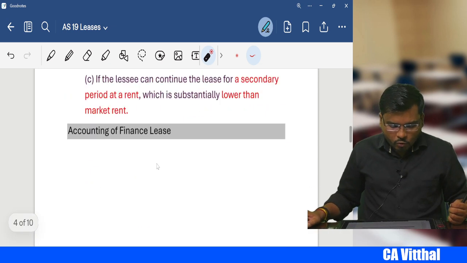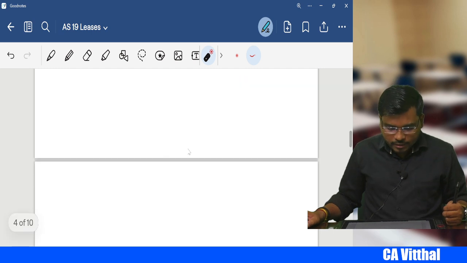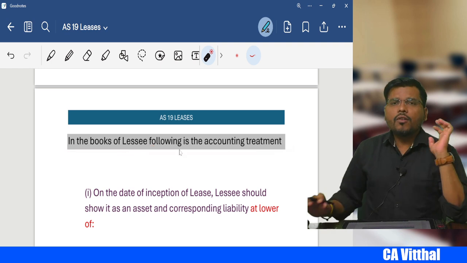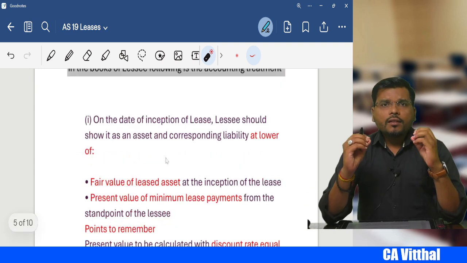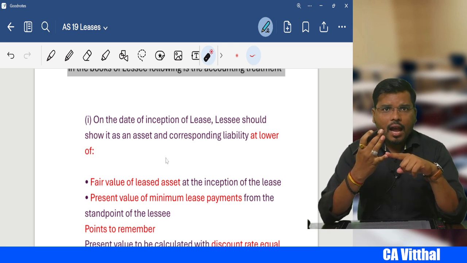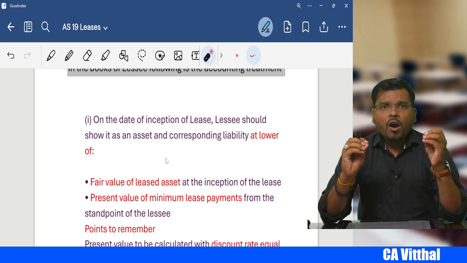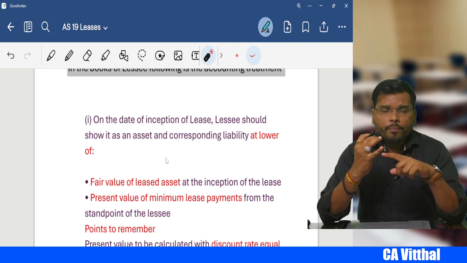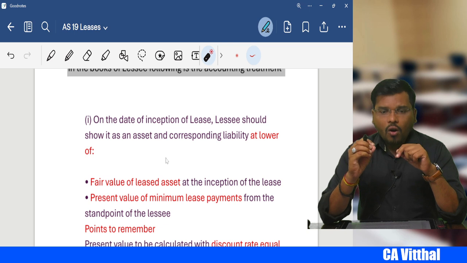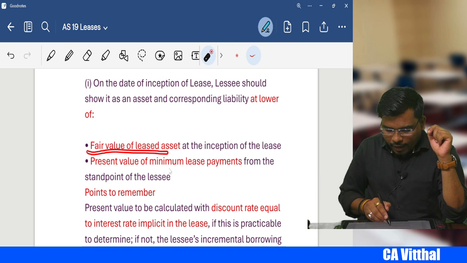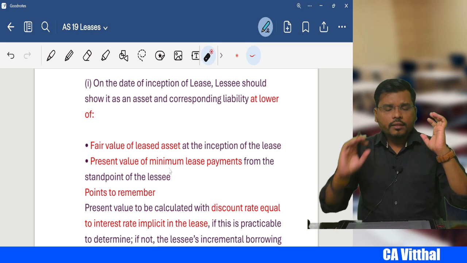Right, next, my dear student, what is the accounting treatment of a finance lease in the books of the lessee? First, the lessee should record the lease asset as an asset and a corresponding liability. When he records the lease asset in his books, he should record it at the lower of the present value of minimum lease payment or the fair value of the asset. So he should record the lower of what, sir? The fair value of the lease asset and the present value of minimum lease payment. Whichever is lower, that he should record.